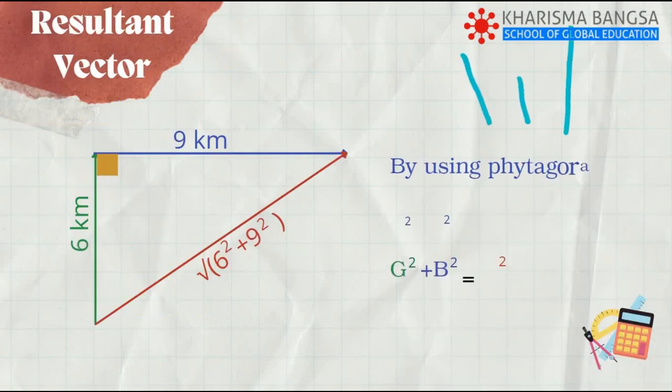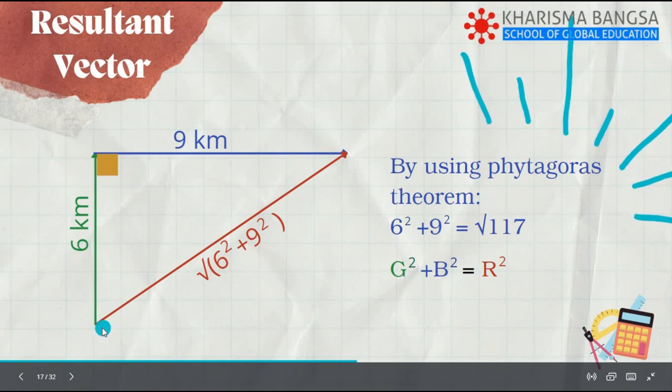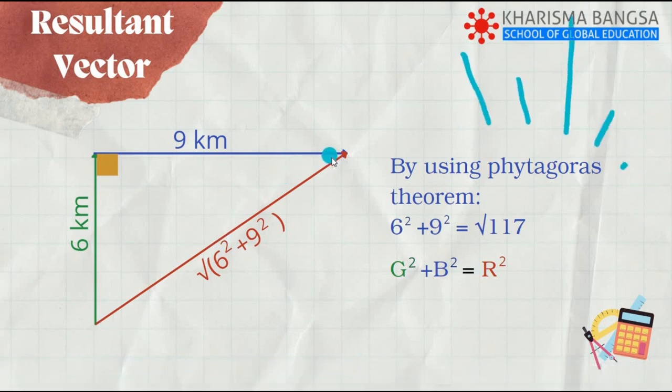The first concept I want to show you is geometry. We can use the Pythagoras theorem to find the final displacement. The first thing we've got to do is to draw a straight line connecting the first point, which is this point, and the end point, like this red line. Then, we can solve this problem using the Pythagoras theorem by inserting the green line and blue line values. So, we just take 6 squared plus 9 squared, and we get square root of 117 as the answer.